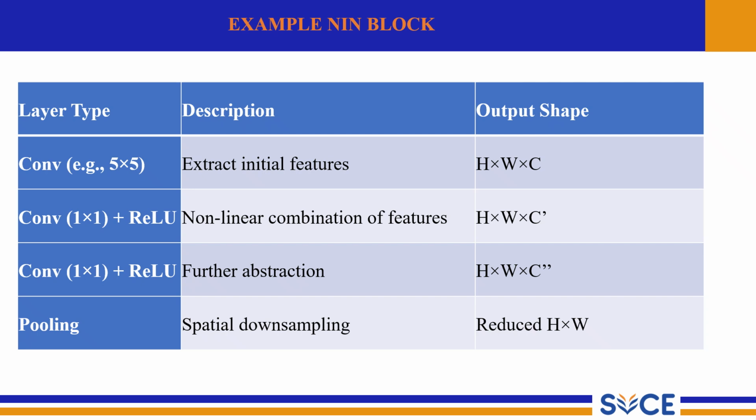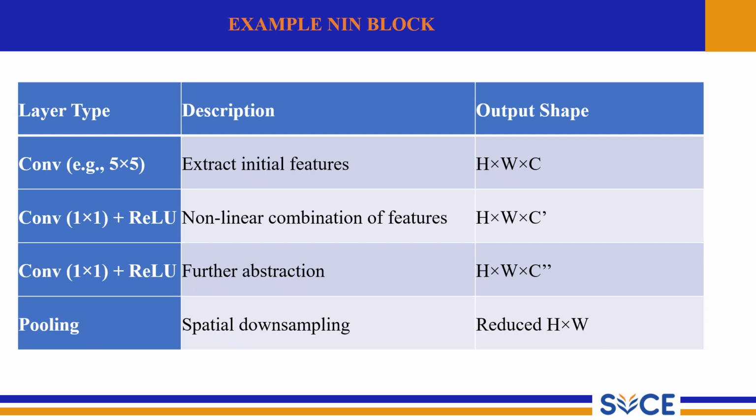Next, the one by one convolution followed by ReLU. This layer performs a non-linear combination of features at each spatial location, allowing the network to mix information across the channels. The output shape is H by W by C, introducing more abstract features while keeping spatial dimensions the same. Then another one by one convolution plus ReLU layer further abstracts the features, enabling the network to capture even higher level patterns. This output shape becomes H by W by C, adding depth in the feature dimension.